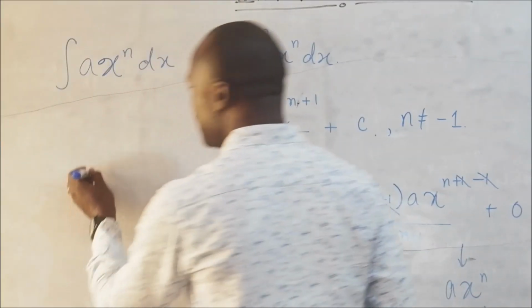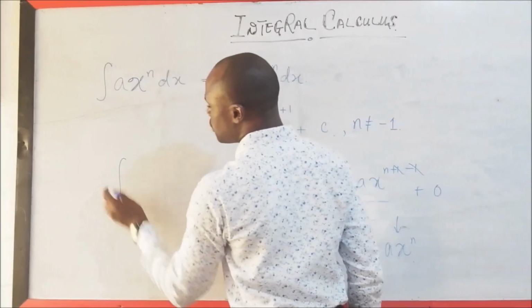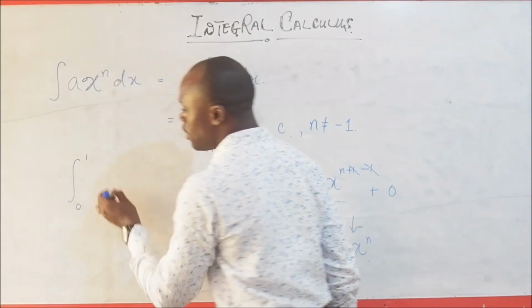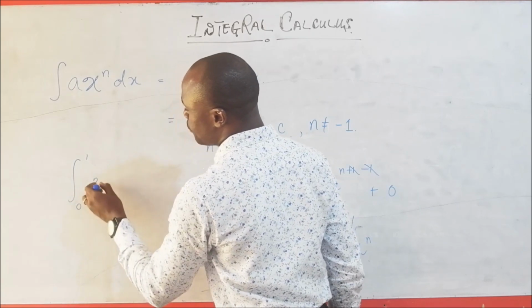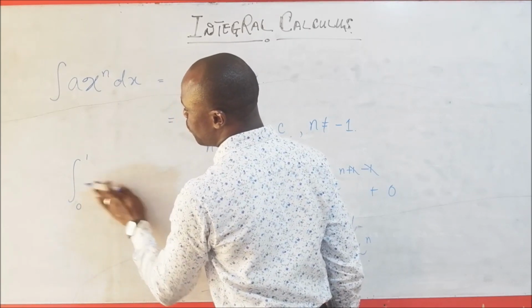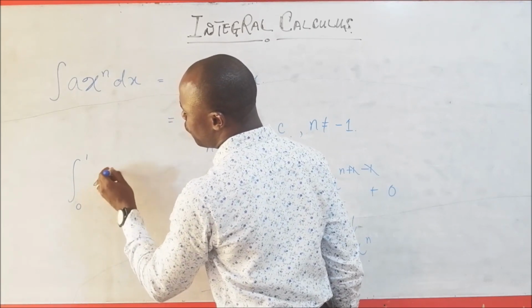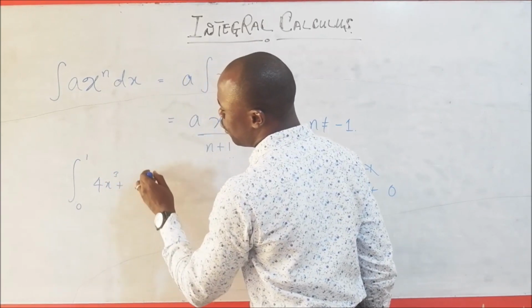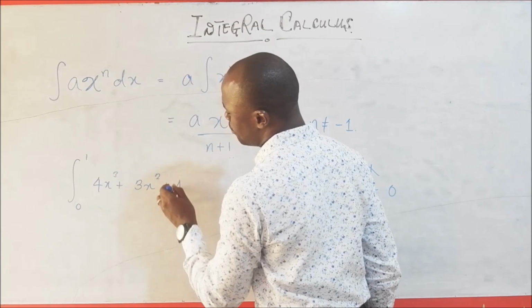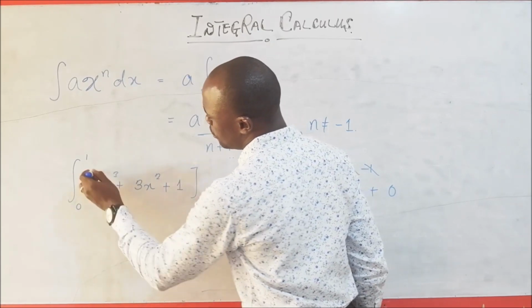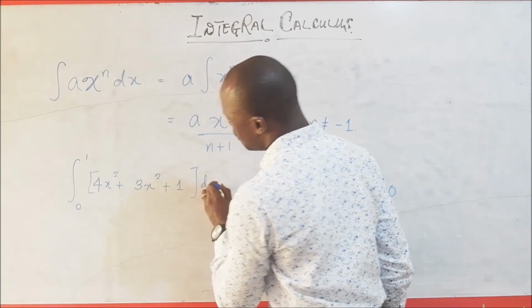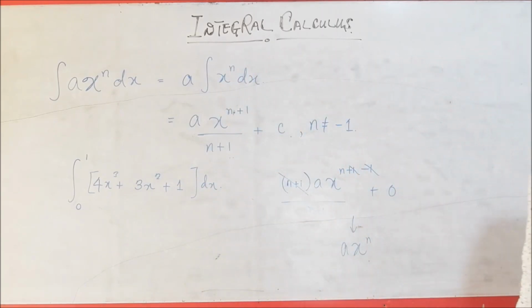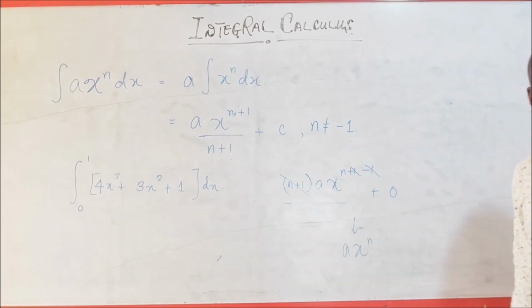Let us find the integral from 0 to 1 of 4x raised to the power of 3 plus 3x raised to the power of 2 plus 1. So this is what we want to do, the first problem we want to solve on this area. And how do we do that?